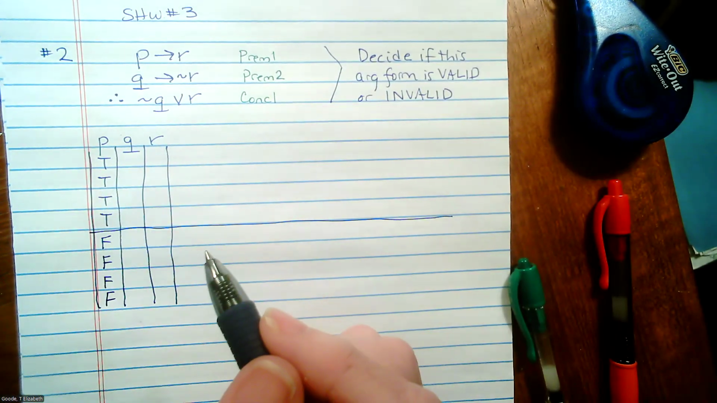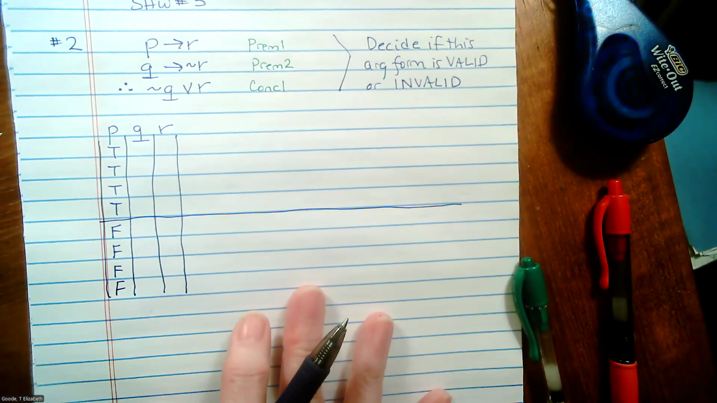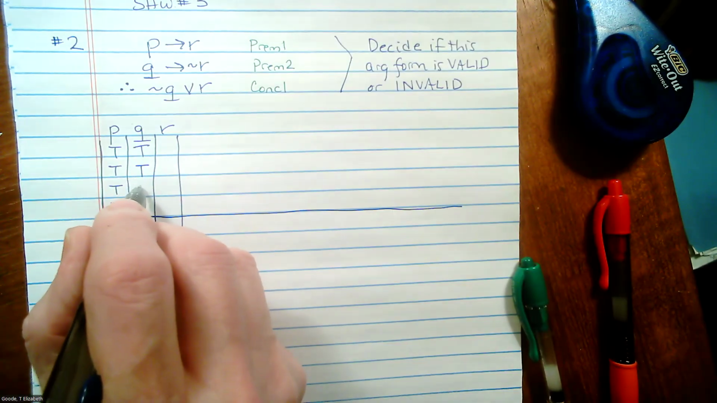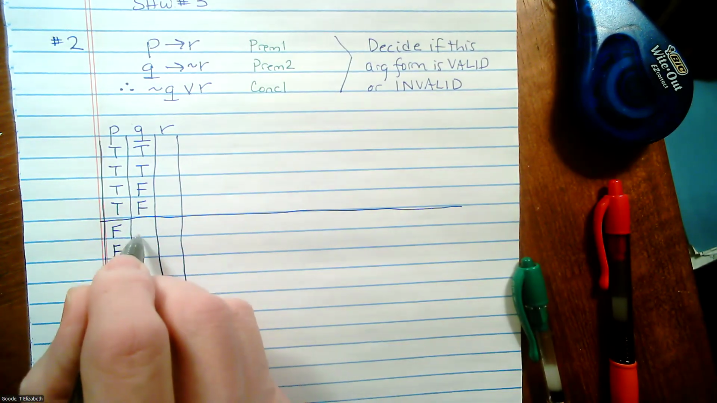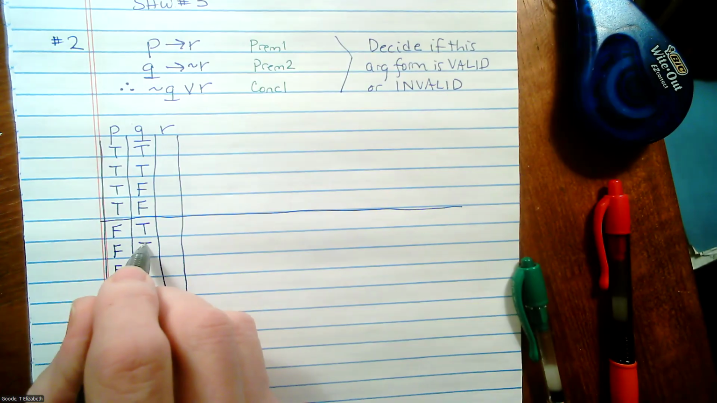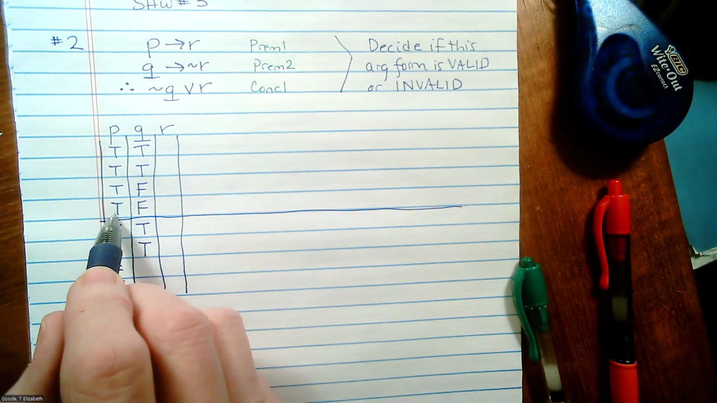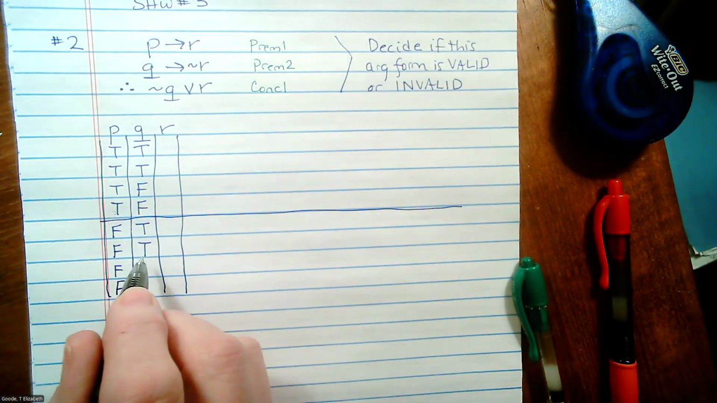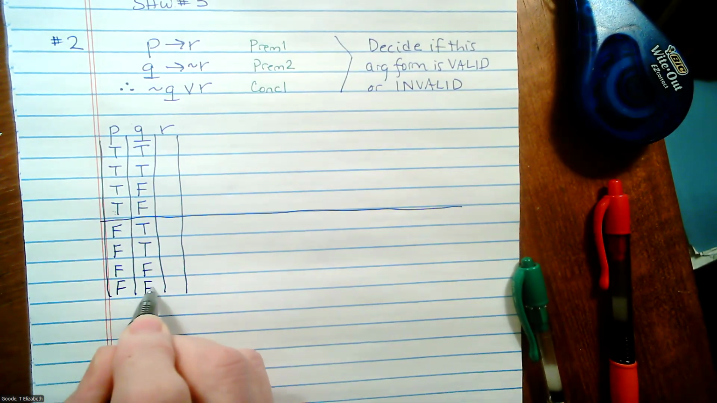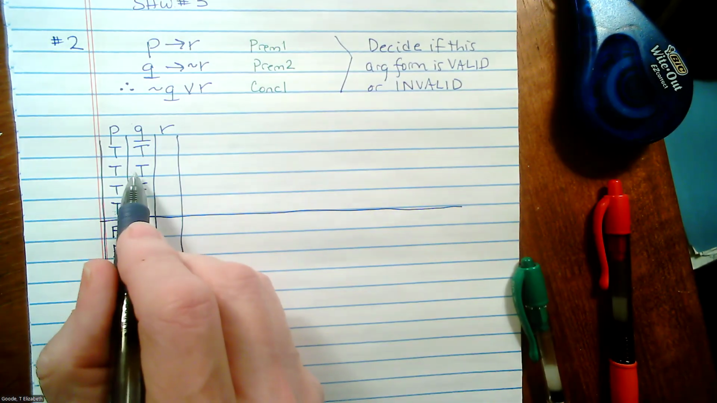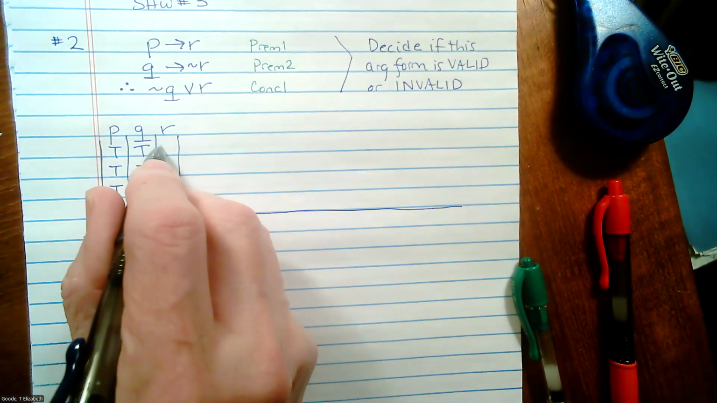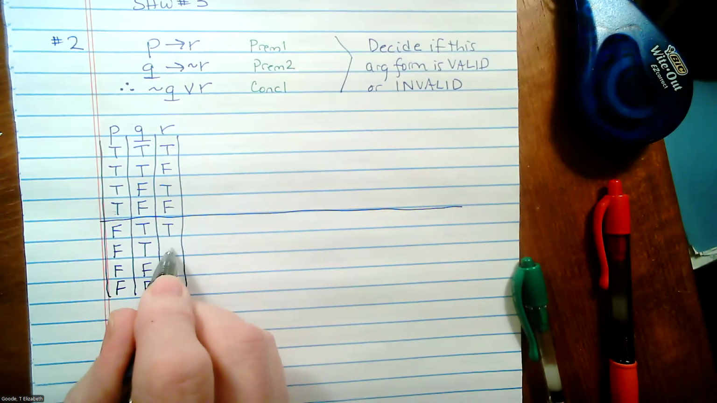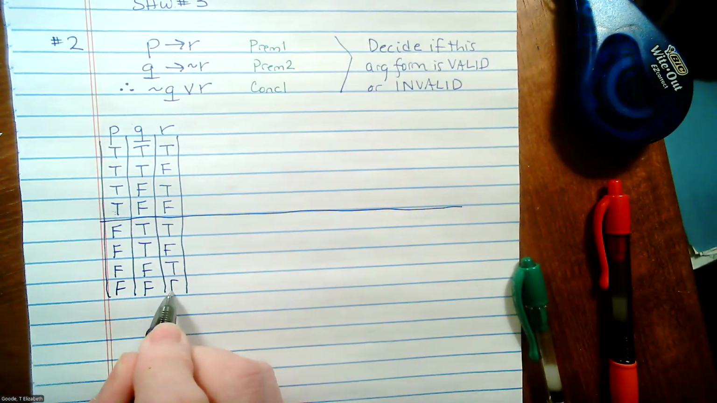What do we put under Q? You split the 4 in half. Half of 4 is 2. So it's true, true, false, false, true, true, false, false. Then you split 2 in half, and that's 1. So that's when it alternates. That's real important.